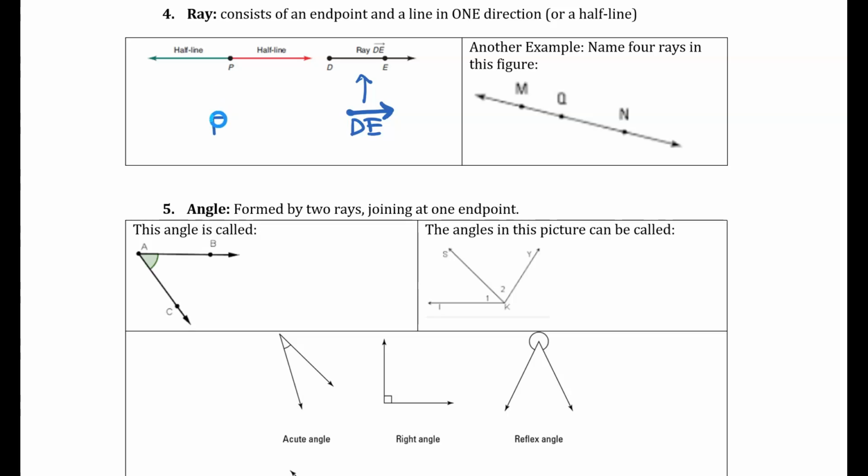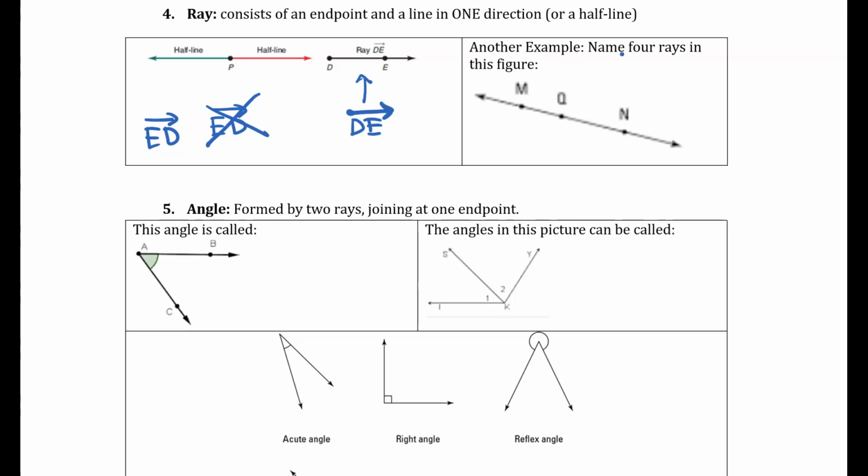So I cannot call this ray ED. That would not work, because when I write ED with the arrow going this way, that refers to the ray that starts at E and goes through point D in that direction towards D, and that's not the case here. So with rays, you cannot use any order. You have to use a specific order of the ray.